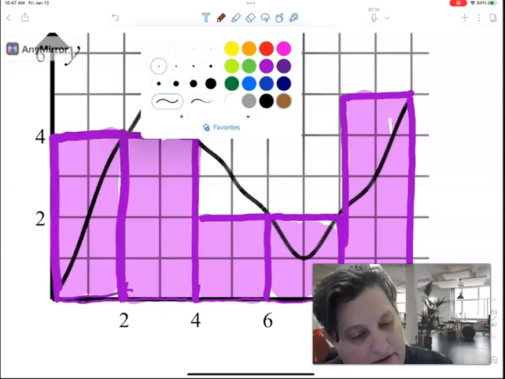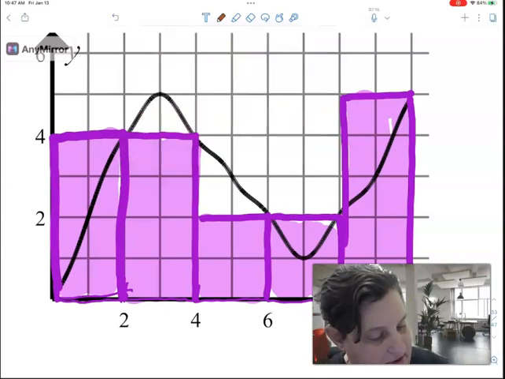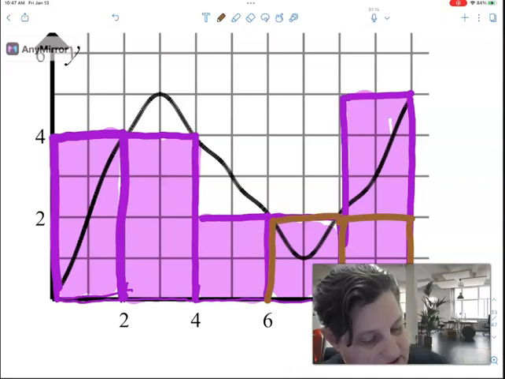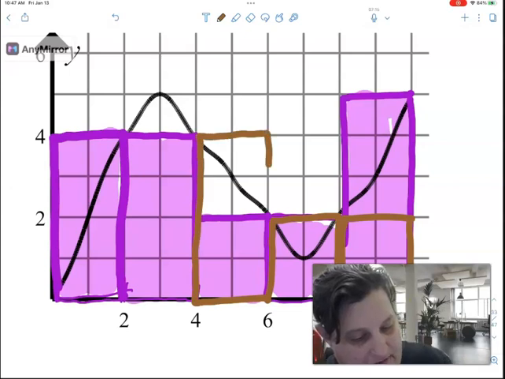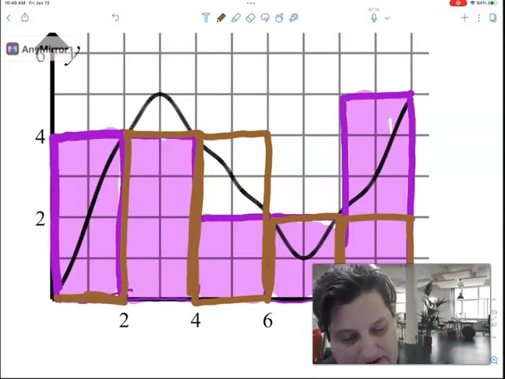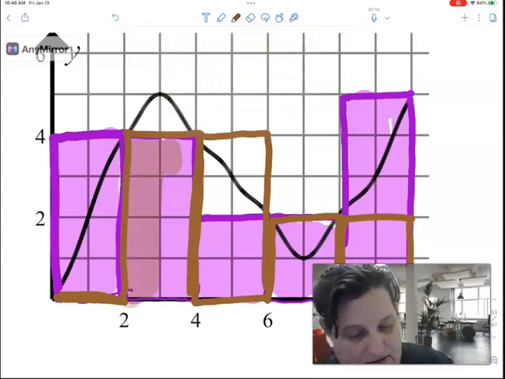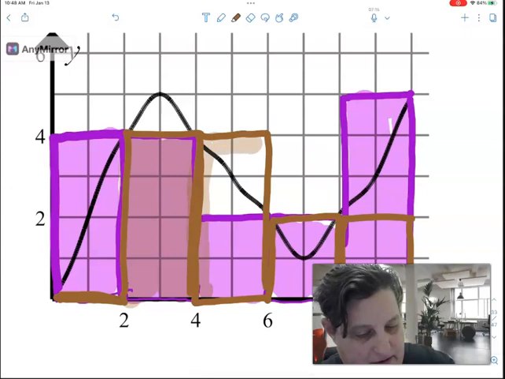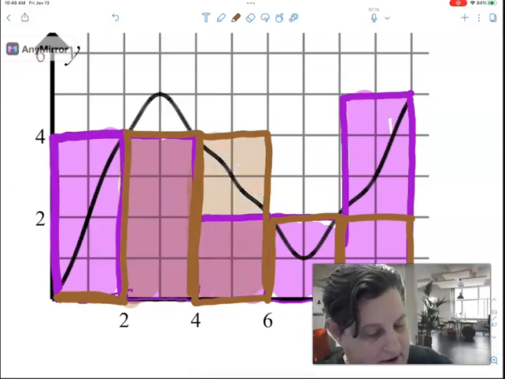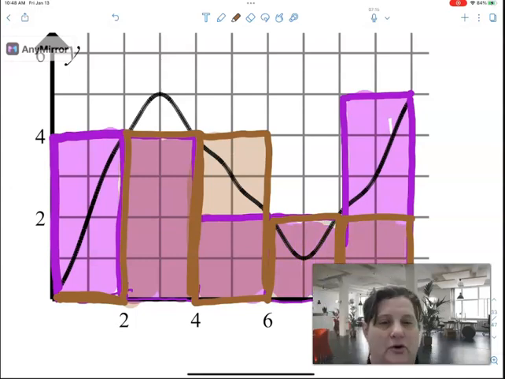Let me start with these rectangles over here. Between 8 and 10, I'd use the height at 8. Between 6 and 8, I'd use the height at 6. Between 4 and 6, I'd use the height at 4. Between 2 and 4, I'd use the height at 2. And between 0 and 2, I'd use the height at 0. And so this would look like this, and then nothing over there. So clearly that is too much of an underestimation, right? So those are your left and your right.